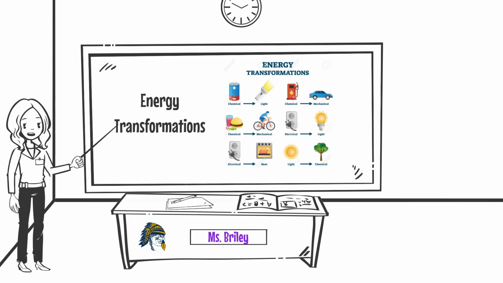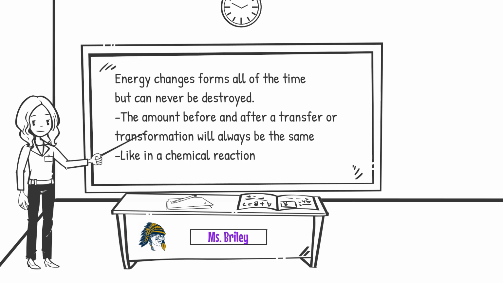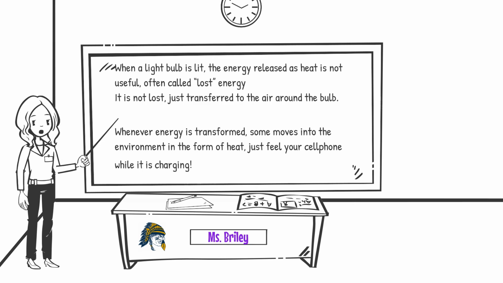In our first section, we're going to be looking at energy transformations. Energy changes forms all of the time, but can never be destroyed. The amount before and after a transfer or transformation will always be the same, like we see in a chemical reaction. When a light bulb is lit, the energy released as heat is not useful. It's often called, quote, "lost energy."